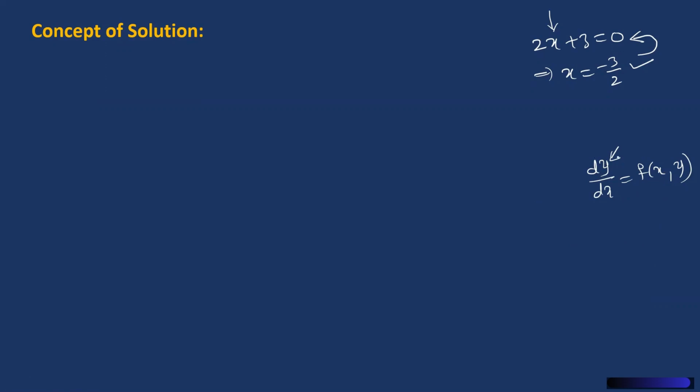So solving this differential equation, in the sense finding this unknown, in the sense we need to find out the value of this dependent variable as a function of the independent variable. So solving this differential equation means finding the value of this dependent variable, right? Look at it this way.